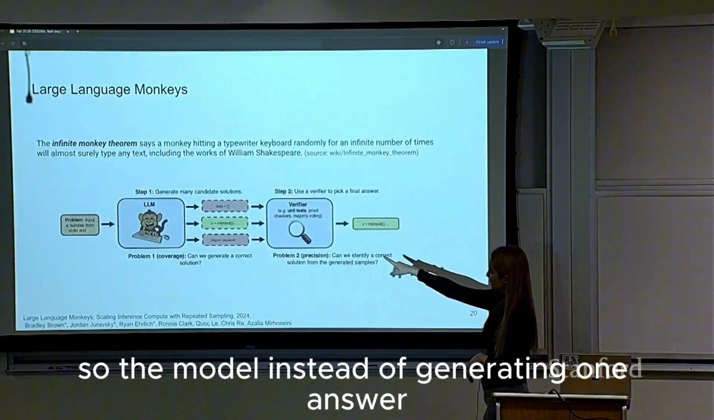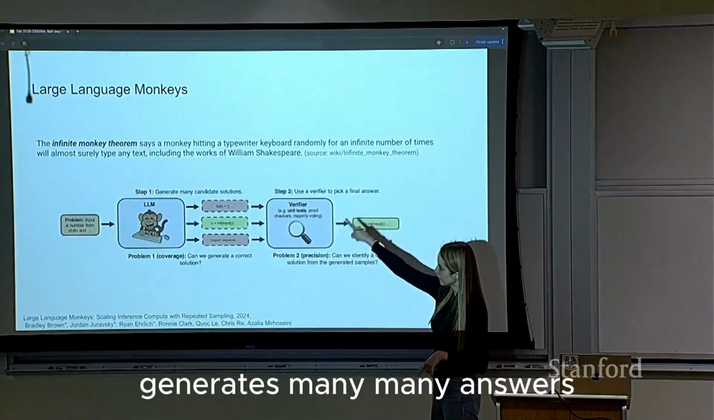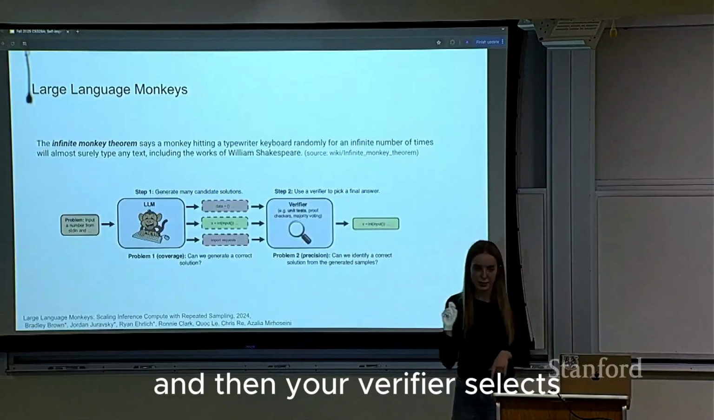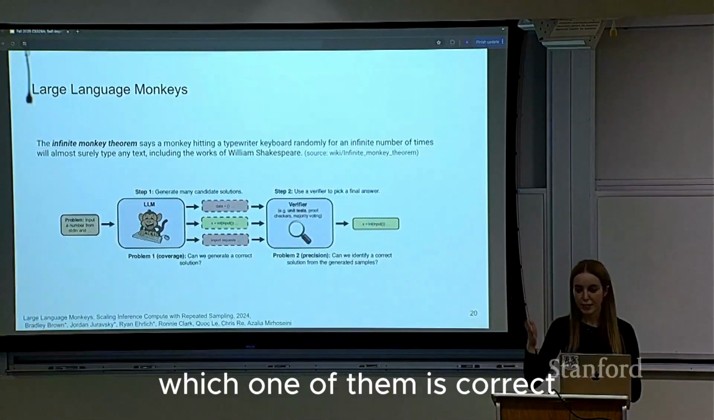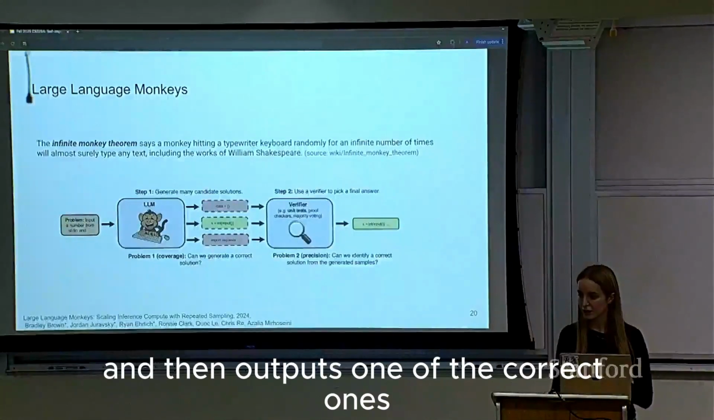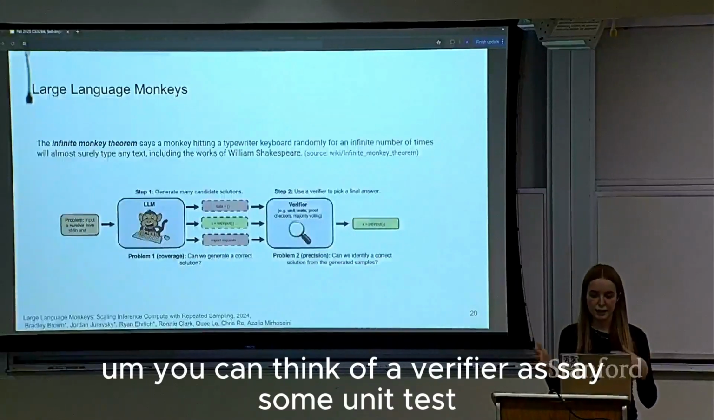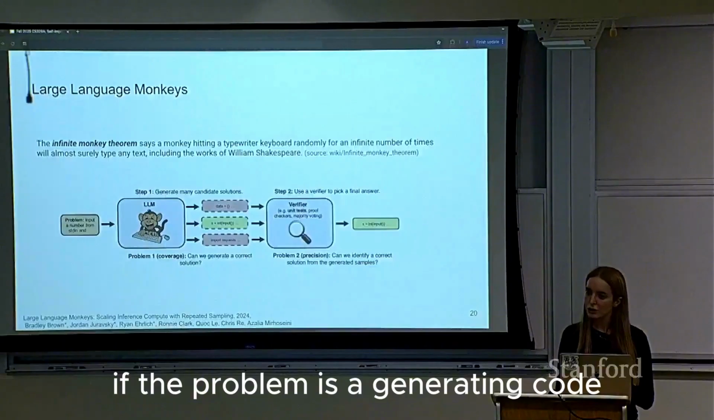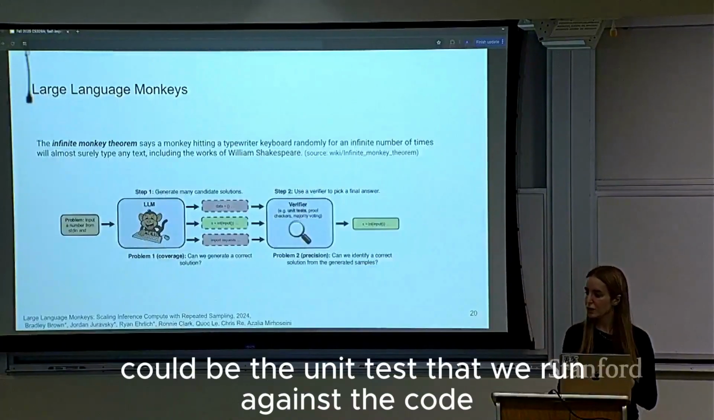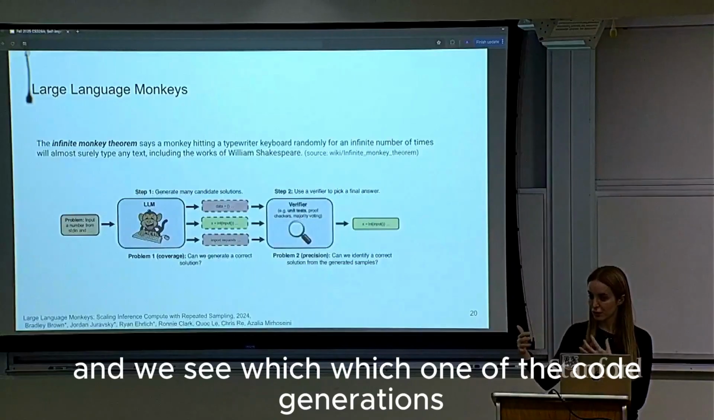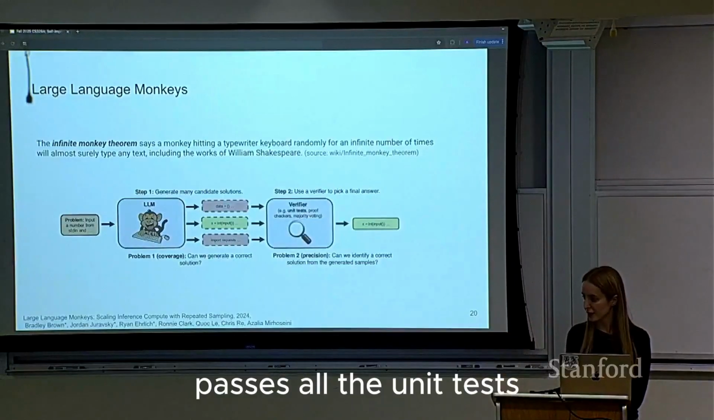So the model, instead of generating one answer, generates many, many answers. And then your verifier selects which one of them is correct and then outputs one of the correct ones. You can think of a verifier as, say, some unit test. If the problem is generating code, the verifier could be the unit test that we run against the code, and we see which one of the code generations passes all the unit tests and so on.